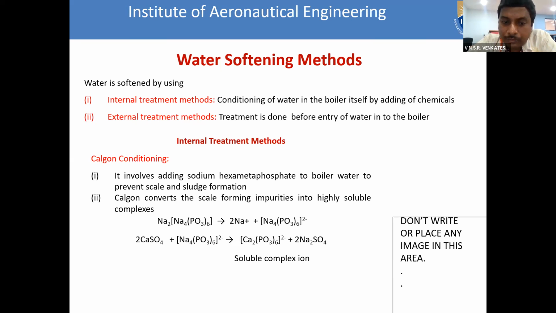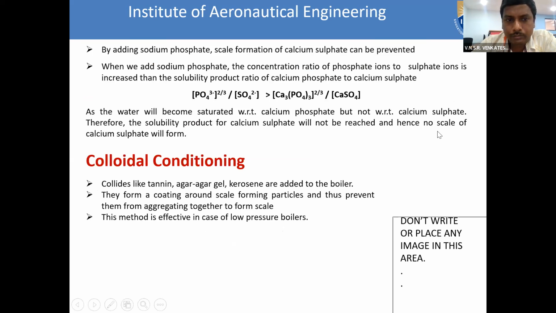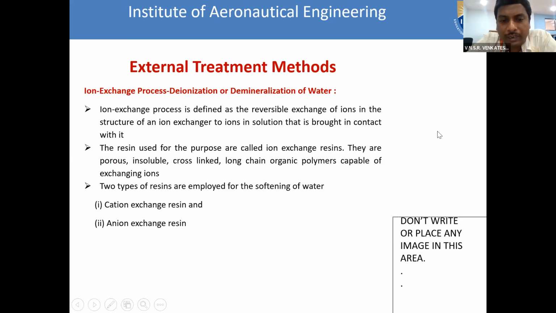But as per our syllabus, we have only external treatment methods. So let us start the external treatment methods. As per our syllabus, the ion exchange method is the best example of an external treatment method. What is the example of an external treatment method? The ion exchange process, also called deionization or demineralization of water.